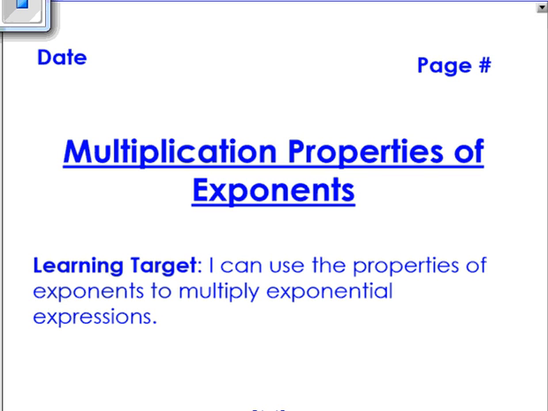Tonight we're going to have a discussion over the multiplication properties of exponents. So make sure that you get your date, your page number, and your learning target down, and then you add all of this in your table of contents, just like you're supposed to.